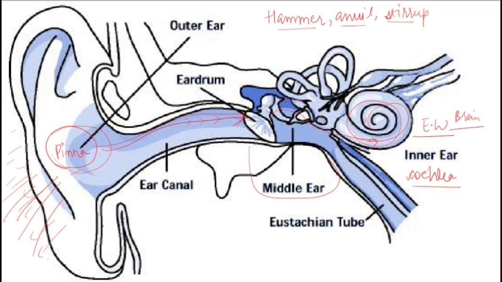In the inner ear, there is a part, the cochlea. What does this do? This converts the sound waves into electrical signals. And these electrical signals are further passed to our brain. Alright?